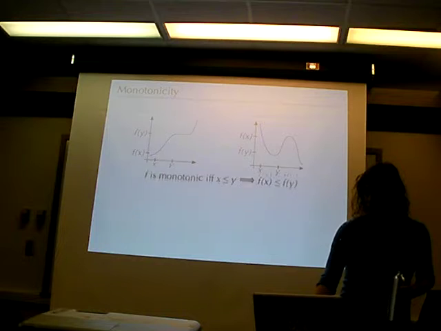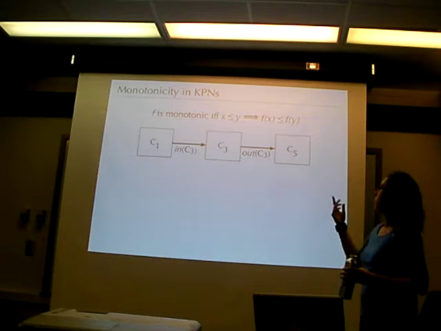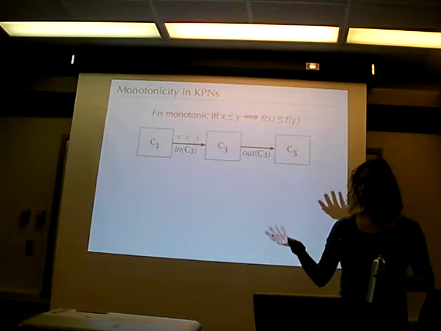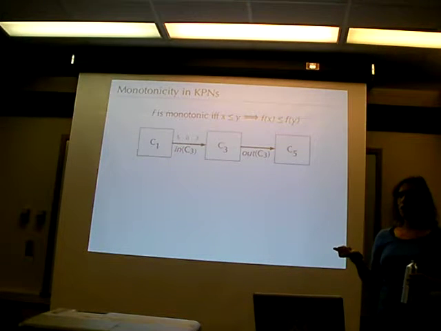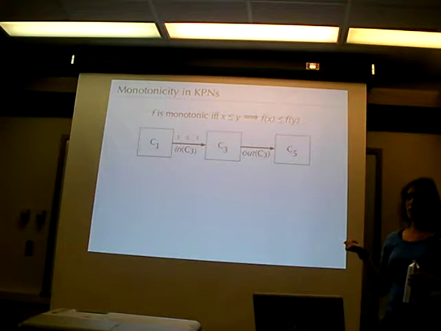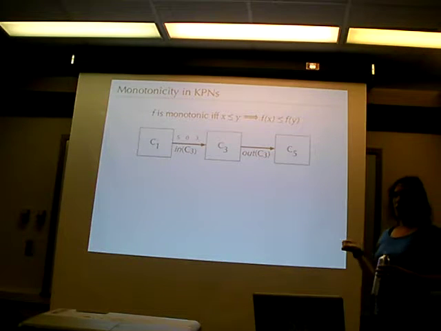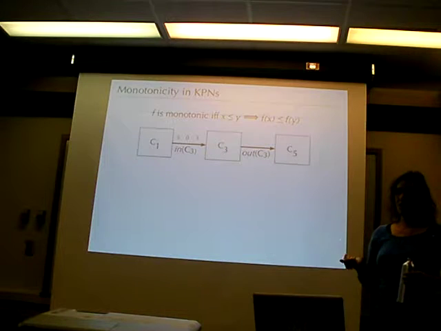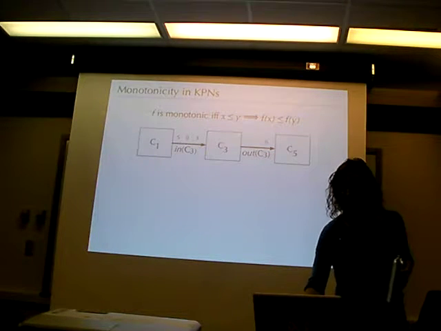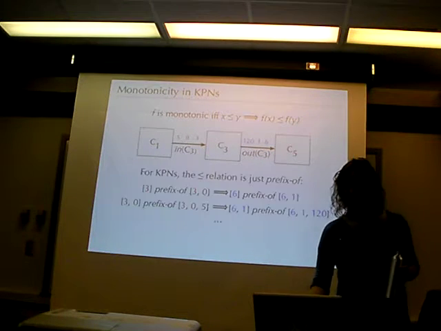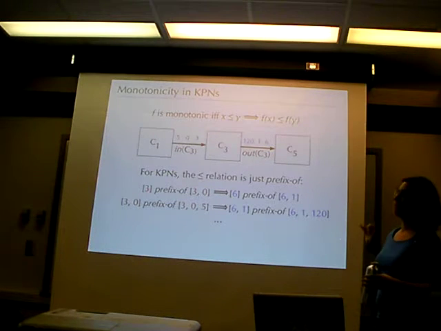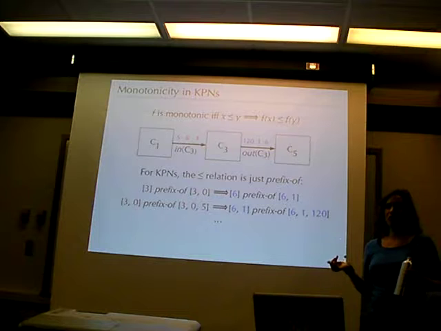So to return to KPNs, again, this computing station C3 and its input and output lines, and recall that we'd said that C3 is a function from input histories to output histories. So the question I want to ask now is, is that function a monotonic function with respect to some partial order on histories? So I'm going to spill the beans and say that yes, it is. And the partial order it's monotonic with respect to is just the prefix order on histories.